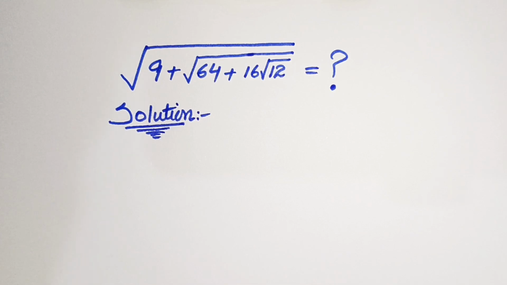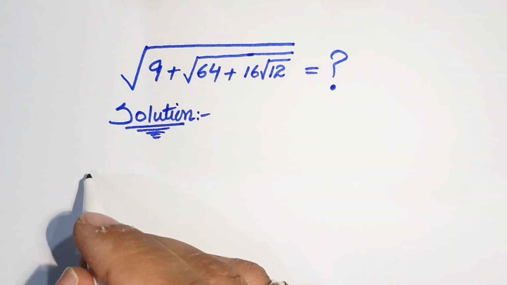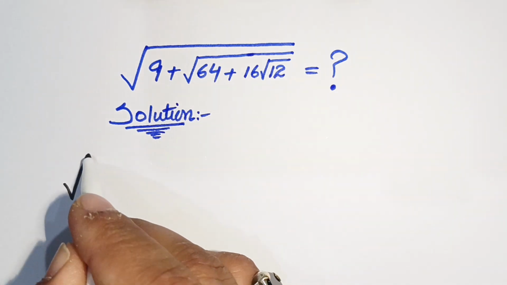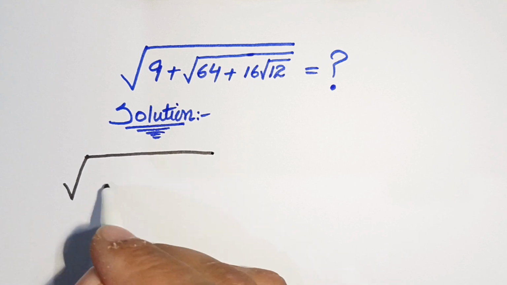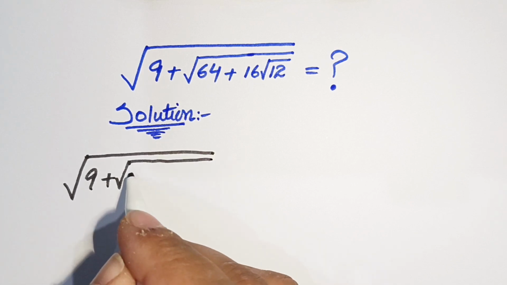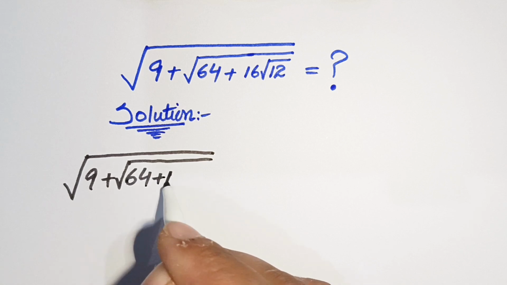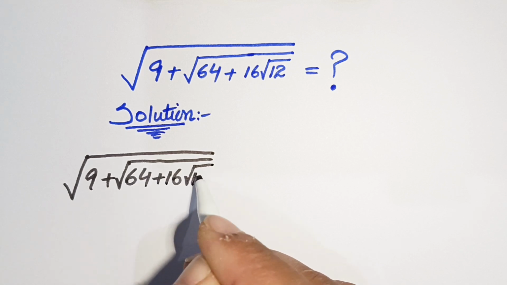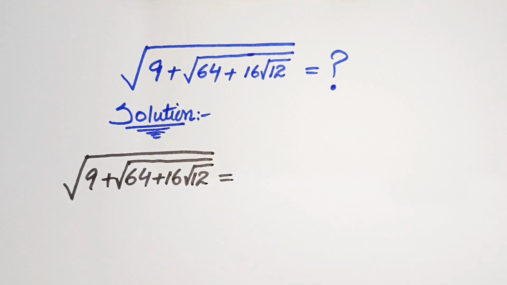Today we have a nice square root simplification problem. So we are going to just simplify this problem. First of all, we write our problem here: square root of 9 plus square root of 64 plus 16 times square root of 12, that is equal to.